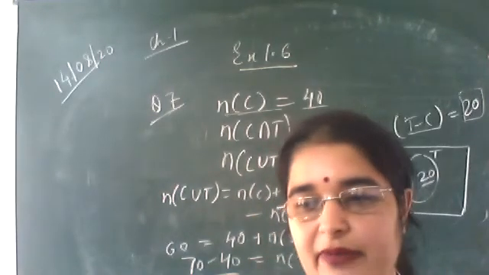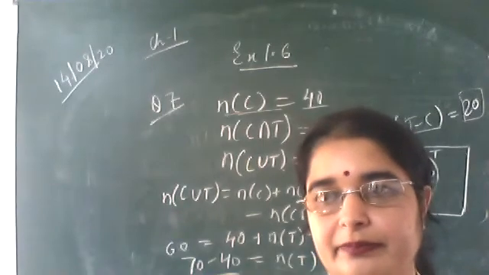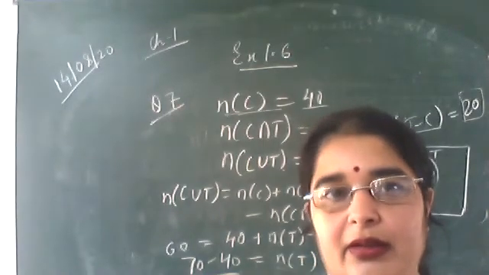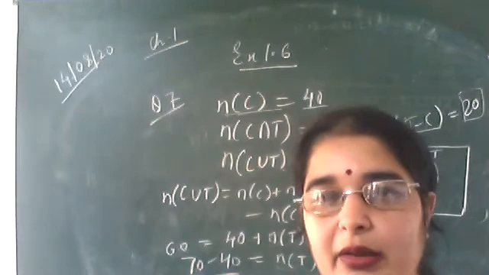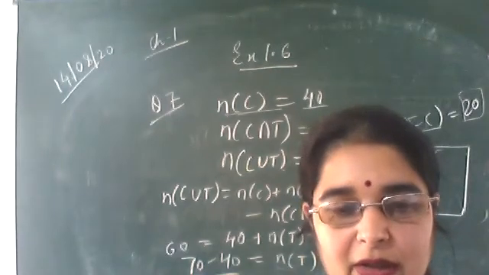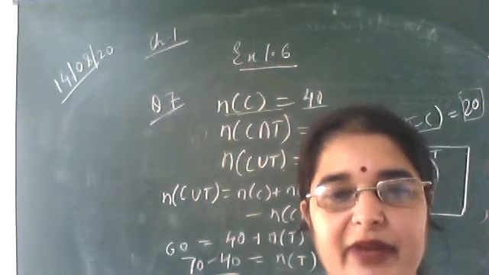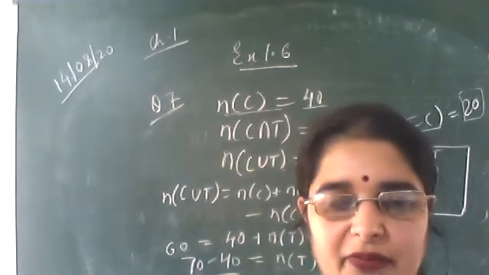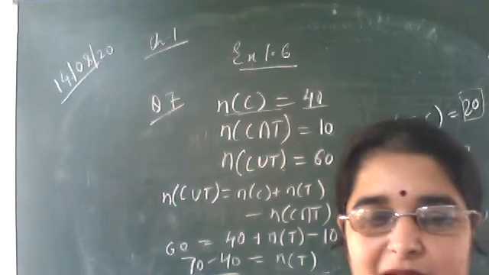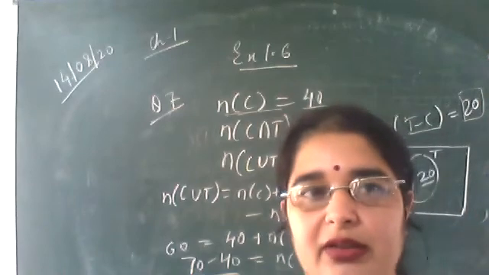Is it clear or not? Please unmute yourself and let me know. Is it clear? Yes, ma'am. The group of 65 people. See, union is 65. Ma'am, it is 65. Wait a minute. The ones who are having a problem, only they will speak.